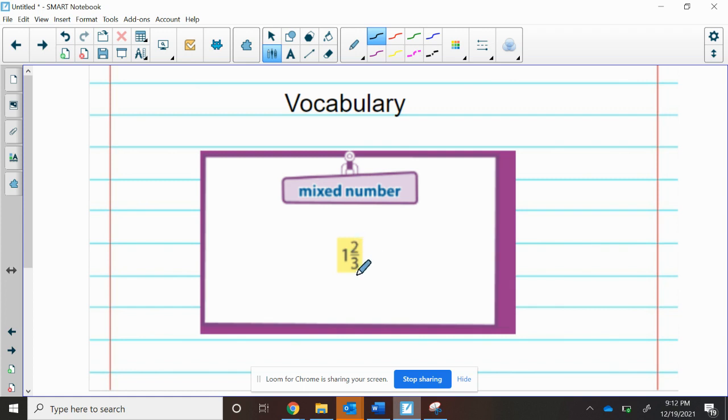So we have the fractional piece and then we have the whole number that is always going to be on the left side of your fraction. That is what we call a mixed number. So please make sure that you write that down and that you're writing down the example underneath of it. Go ahead and hit play when you have that written down and you are ready to go.